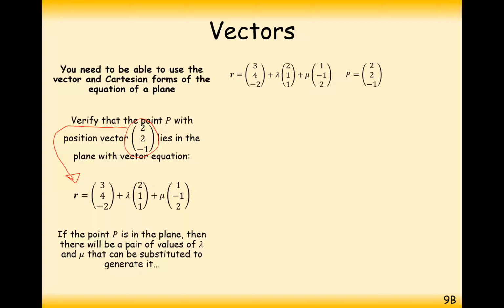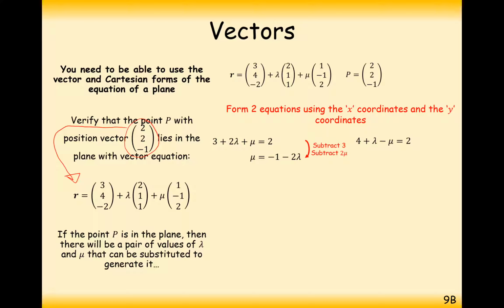So what we'll have to do first is make an equation from the x variables. So we've got 3, a 2 and a 1, and on the P coordinate we've got 2. So the first x equation is going to be 3 plus 2 lambda plus 1 mu equals 2. Now we've got two variables here, so we're probably going to need a y coordinate equation as well to make some simultaneous equations out of. So rearrange to make mu the subject. We've also got a second equation from the y coordinates, 4 plus 1 lambda minus 1 mu equals 2. So we can rearrange that to make mu the subject of that equation and solve these simultaneously.